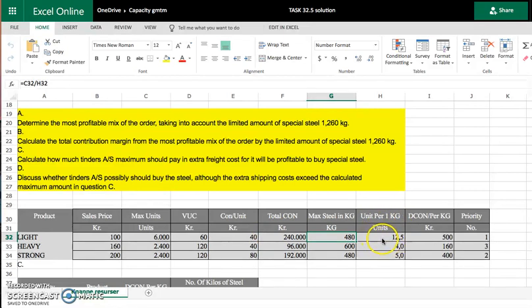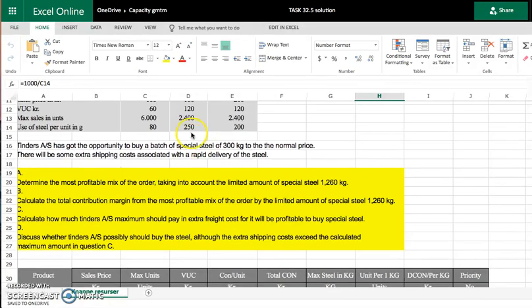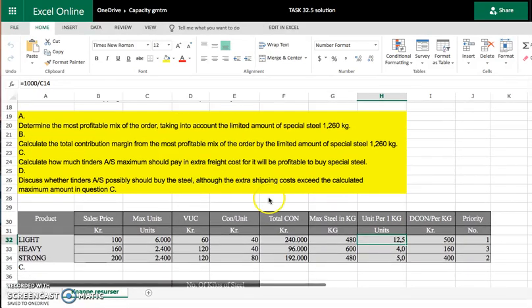Units per kilo, you might ask, okay, how is that calculated? That's calculated by taking 1,000 and dividing it with C14. And C14, as we see up here, is the use of steel per unit in gram. So we need to first find this information and also this, as we had before, and then we can find the match steel in kilos.